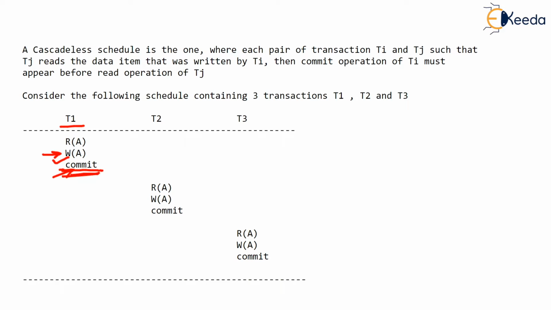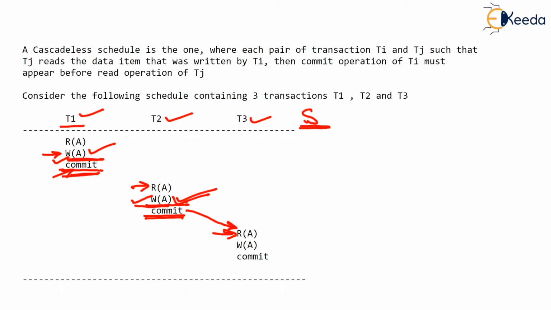And then T2 reads this value of A which was updated by T1. And then T2 also updates the value of A, writes the value of A, but it commits. And after the commit statement, T3 reads that updated value which was updated by T2. It is read after commit. If this happens, then the three transactions T1, T2, T3 form a schedule S which is known as a cascadeless schedule.